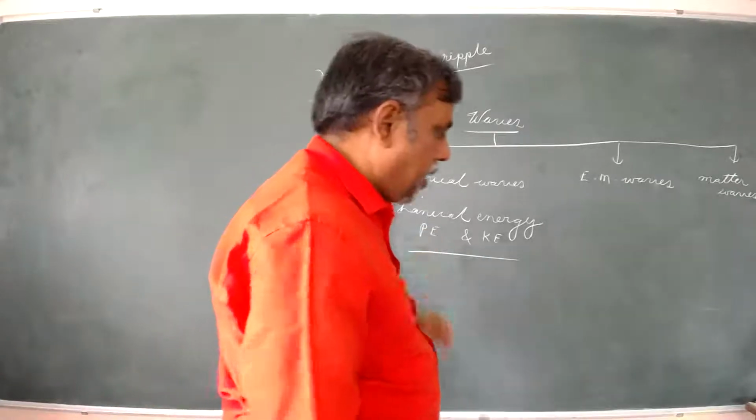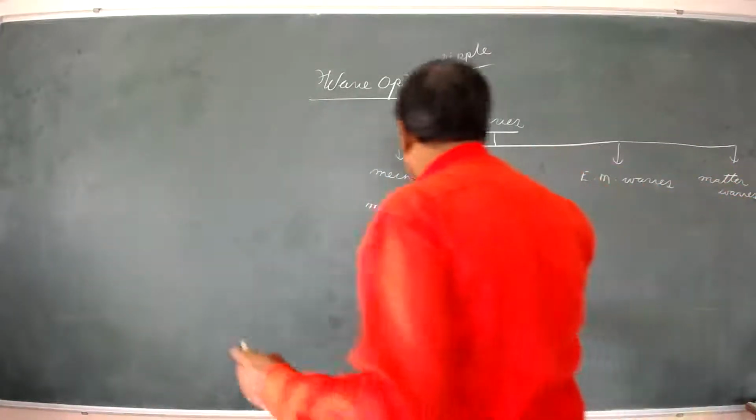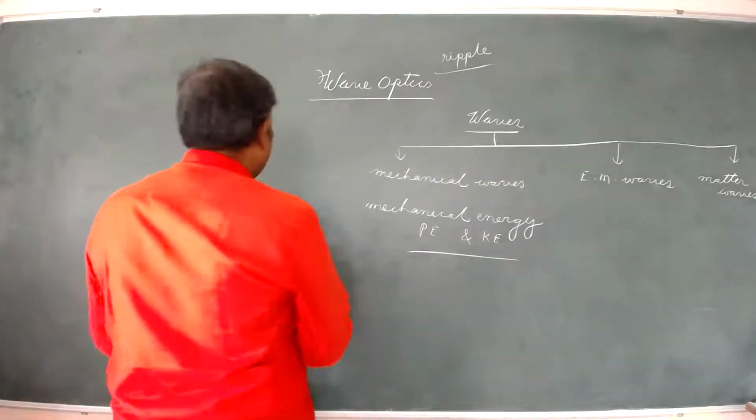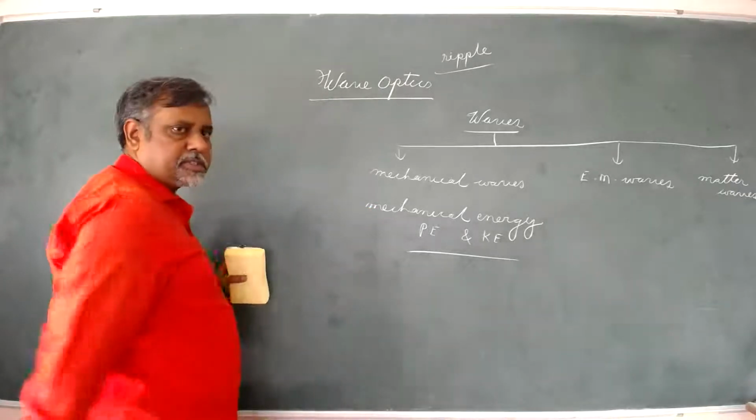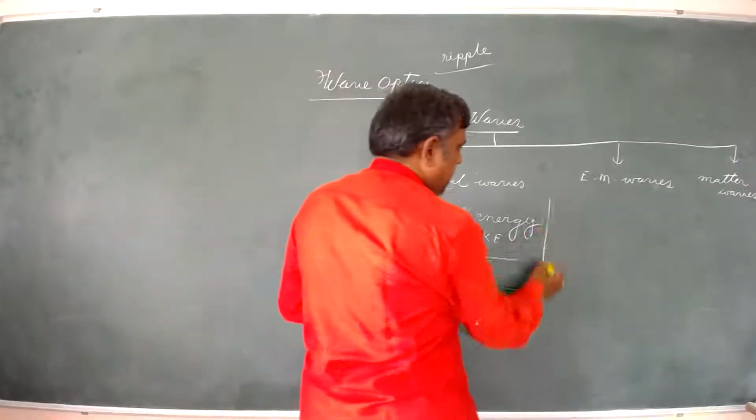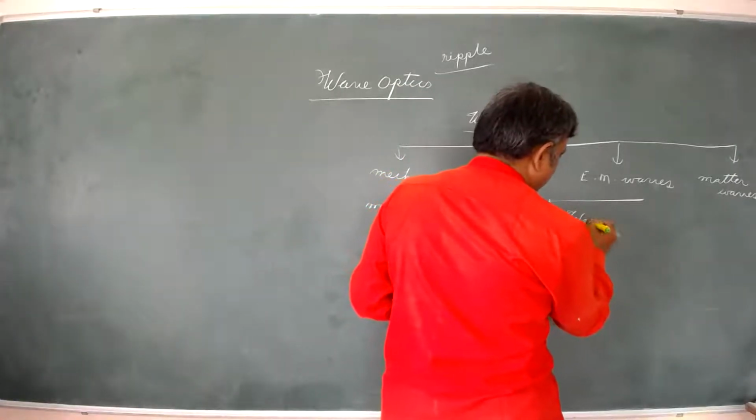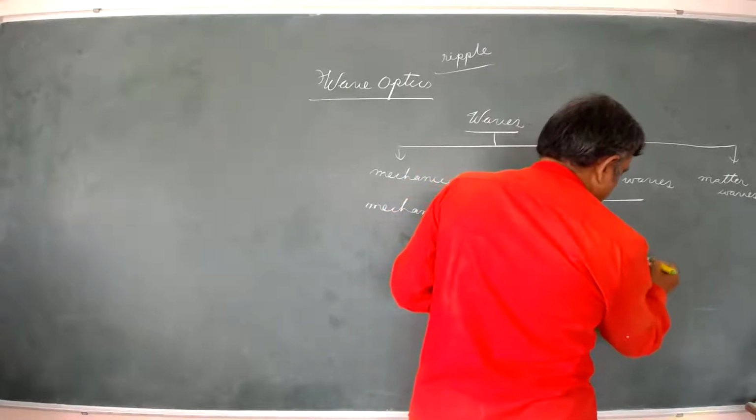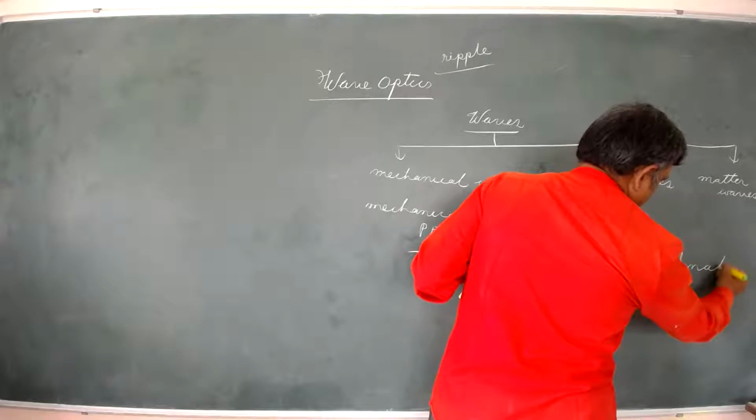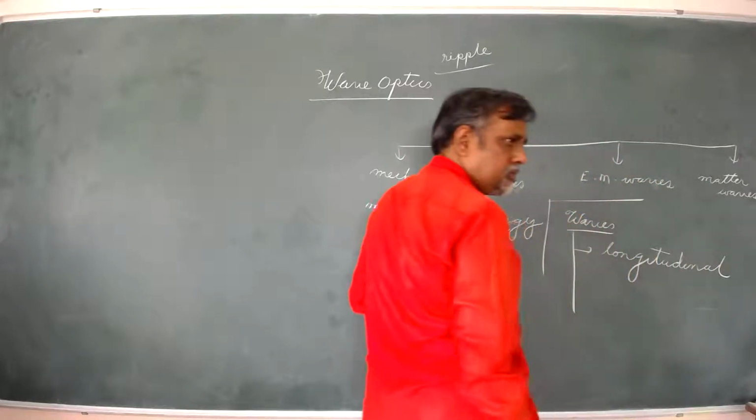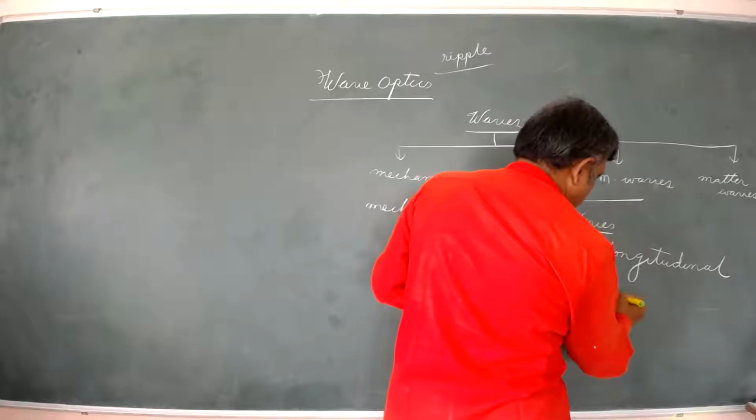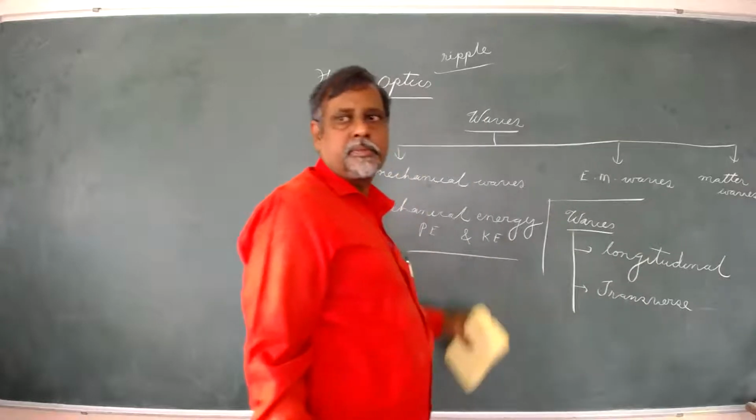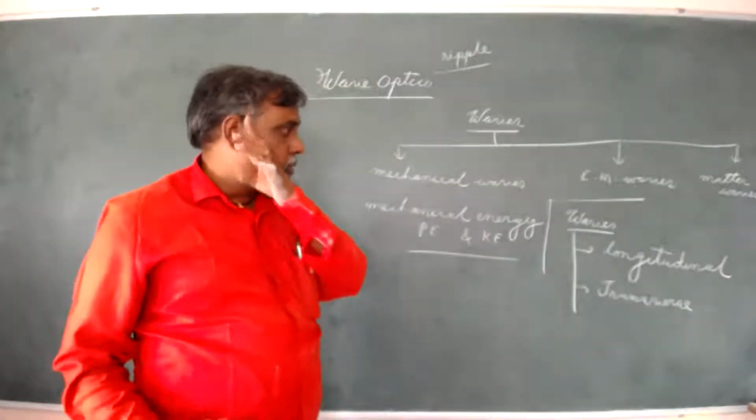Now look at this again. Whatever wave you take, mechanical wave, electromagnetic wave, or matter wave, all these waves will be of two natures. What is the nature of these waves? Some waves will be longitudinal in nature, and some waves will be transverse in nature. So what do you mean by longitudinal and what do you mean by transverse?